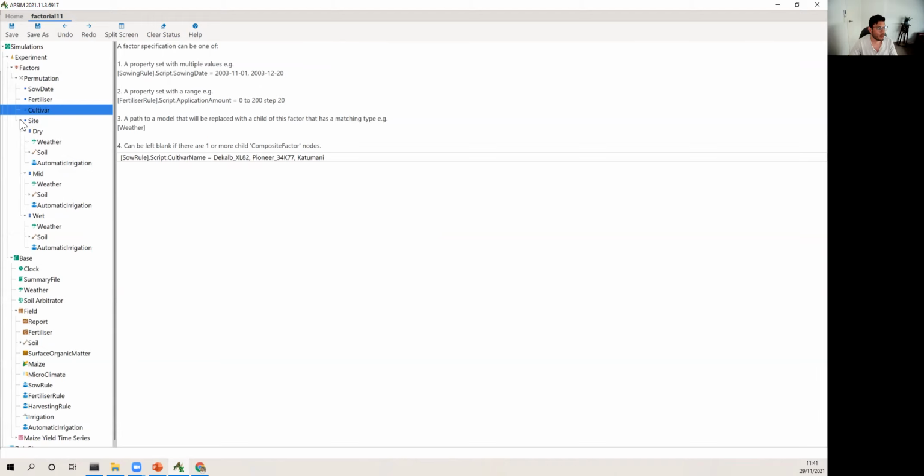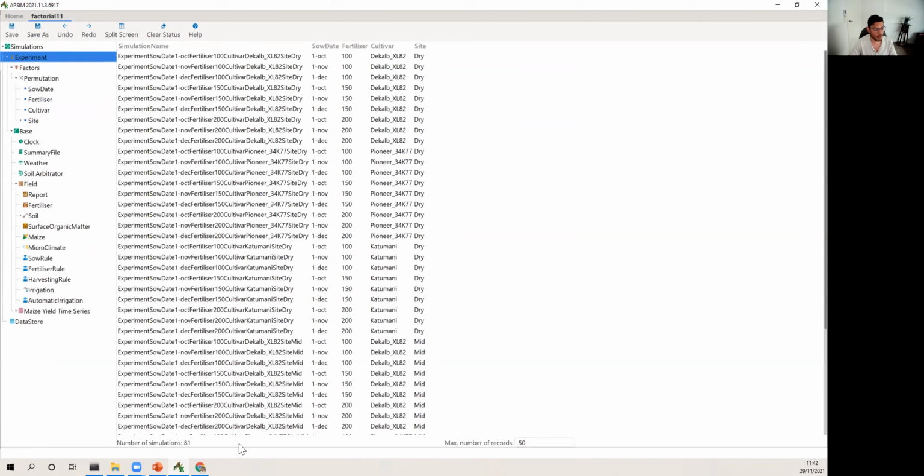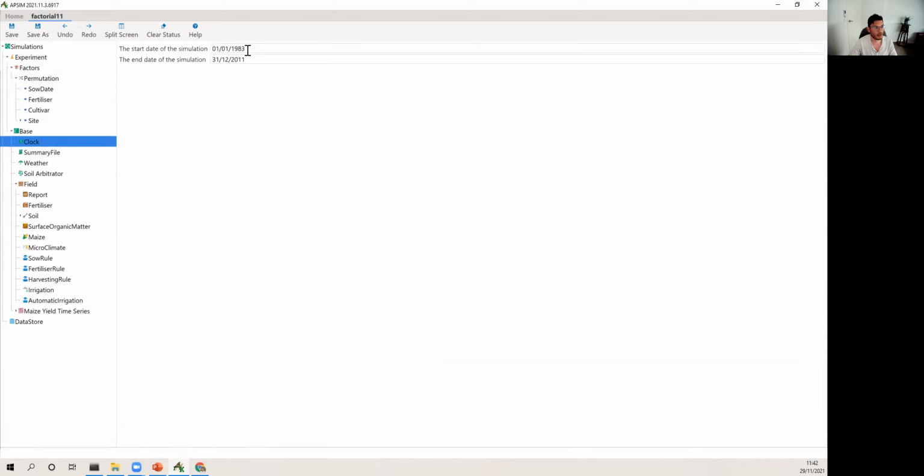Okay, so as you know, this is basically what is defined in the experiment, but then here you have the base simulation, which is a common simulation for all experiments. In total here, we have 81 simulations, and they are long-term simulations, so basically from 1983 till 2011. Okay, so this is basically what is referring to the simulation.